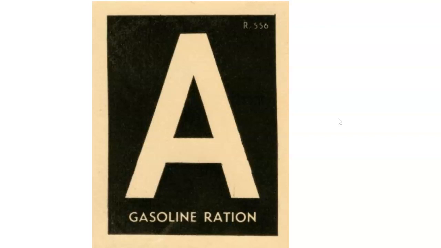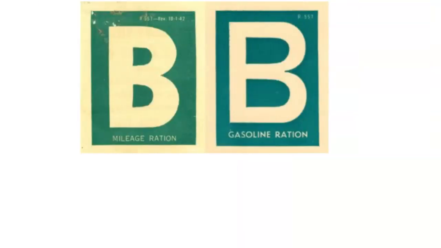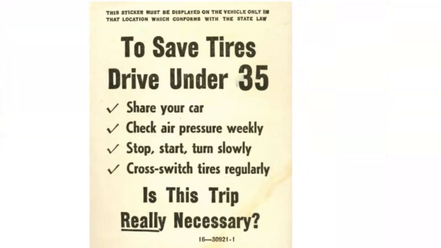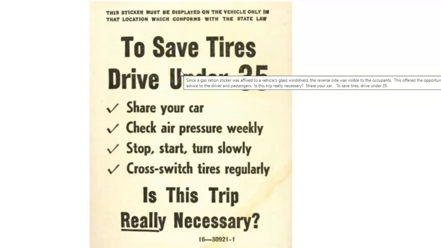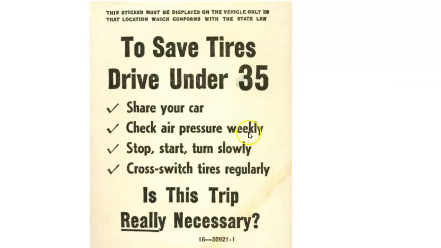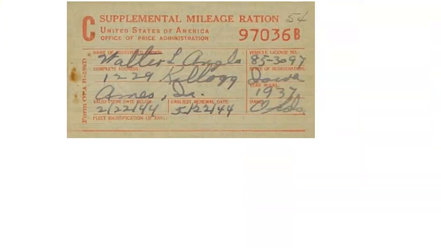So to save people from wearing out their tires, they created this gasoline ration system, and people thought they were saving gasoline, but what they were really saving were their tires. And they encouraged you to use your car as little as possible. Share your car, check your air pressure, cross-switch your tires regularly. That was to keep the wear on them even, to prevent them blowing out, and so you could sort of stretch the use of the tire more.